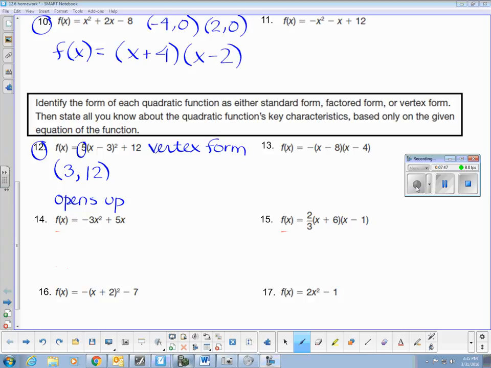Okay. Also in number 12, I can easily identify the axis of symmetry. Since the axis of symmetry has to go through my vertex, my axis of symmetry would be x equals positive 3.